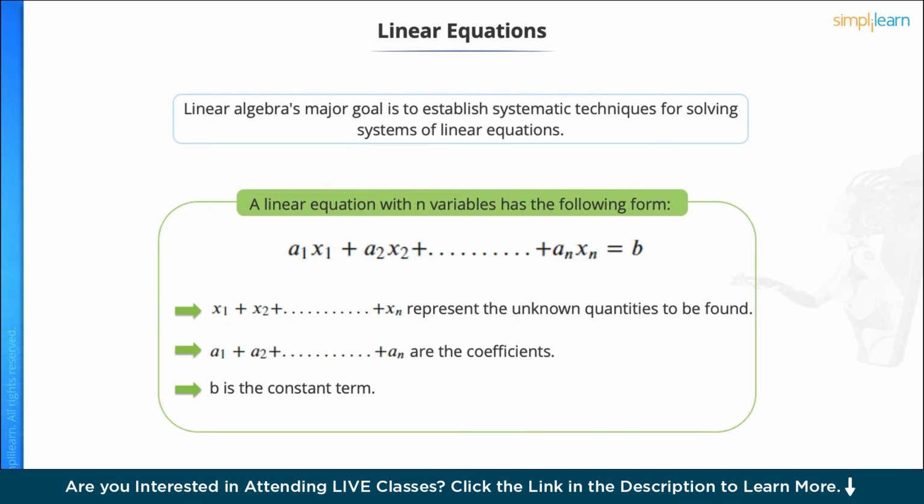Linear equations. Linear algebra's major goal is to establish systematic techniques for solving systems of linear equations. A linear equation with n variables can be represented as a1x1 + a2x2 + a3x3 and so on till anxn = b, where x1, x2, x3 and so on till xn are the unknown quantities that are to be found, while a1, a2, a3 and so on until an are the coefficients. b here is a constant term.